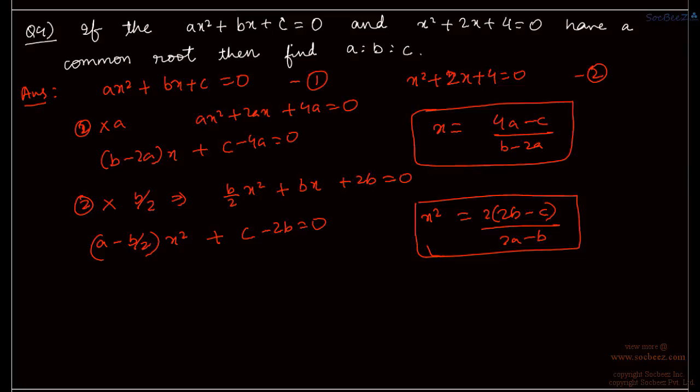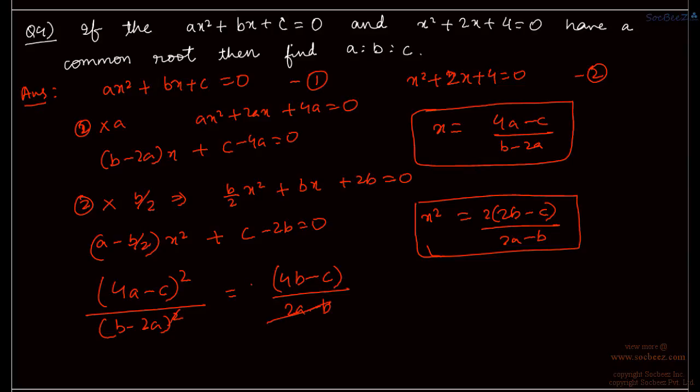So from these two boxes I just square the first one. So I have 4a minus c whole squared by b minus 2a whole squared, giving me 4b minus c by 2a minus b. Now I see that there is a different sign here, right? 2a minus b, and I have b minus 2a. So when I cancel them, I put a negative sign on either of the sides. Doesn't matter which side, but you should put a negative sign, right? Now I cross multiply.